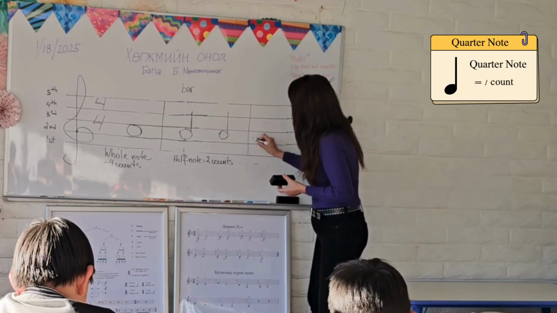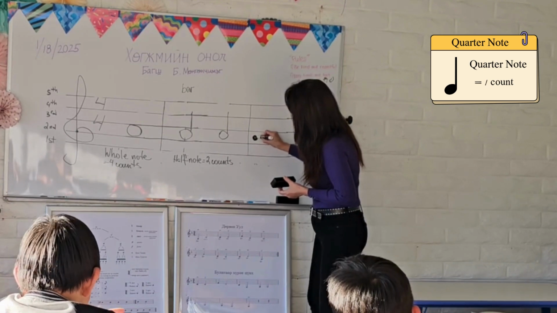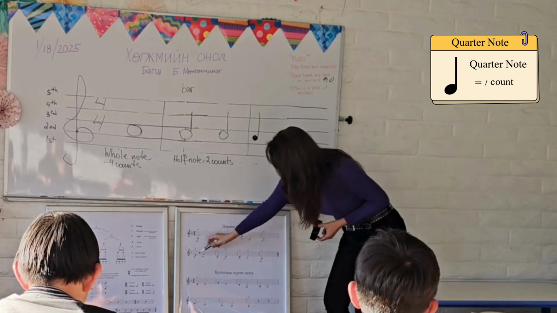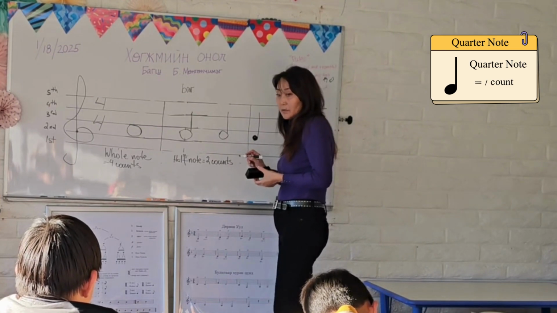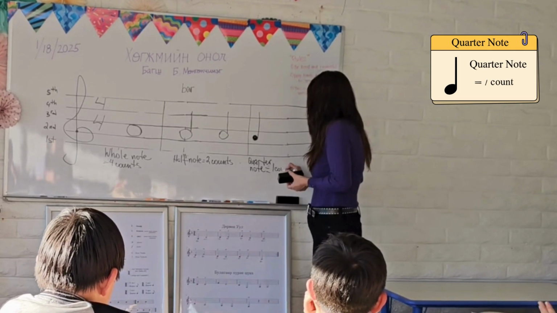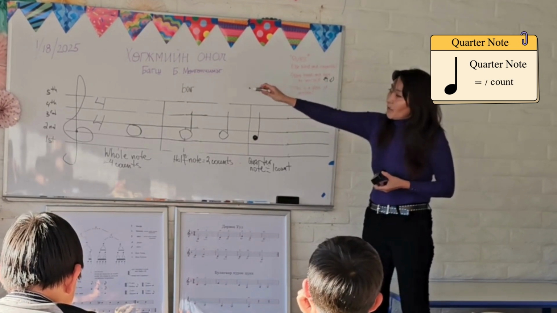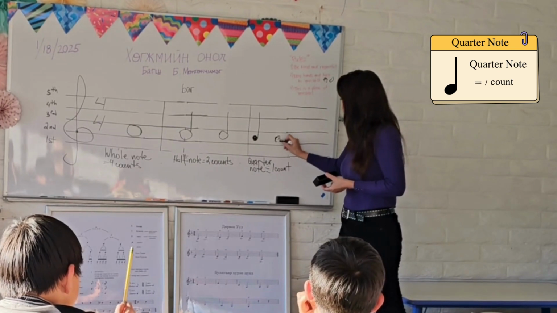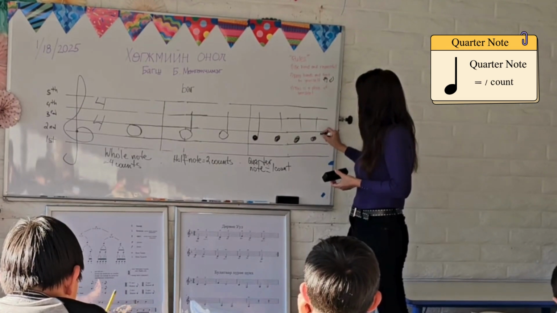And now you're going to see little black dots, like these, right? This is called a quarter note. A quarter note equals 1 count. So how many quarter notes do I need in this 4-4 bar? 4. Yes. It's easy and interesting, but if you don't understand from the beginning, it gets a little harder.